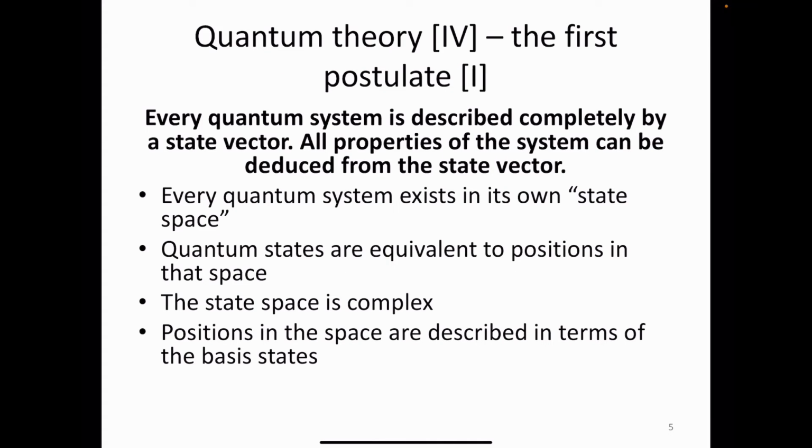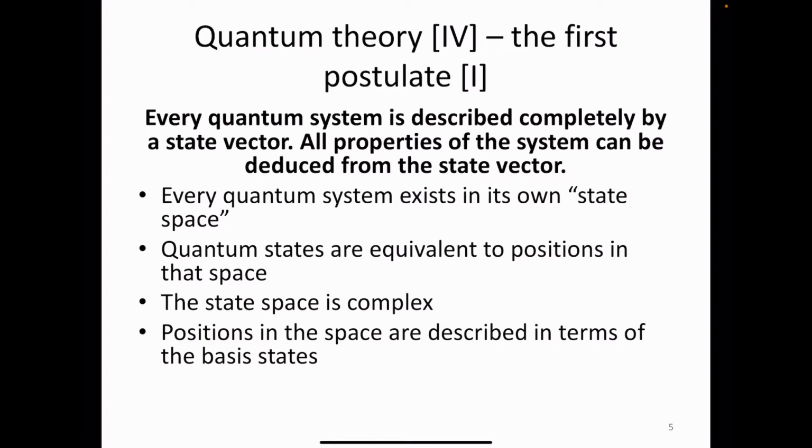So quantum theory comes with a couple of postulates, four specifically. And we'll look at these four postulates in order to understand how quantum computers work better. After that, we look at how quantum computers leverage these four postulates. Okay? So this first postulate that we have is that every quantum system is described completely by a state vector.